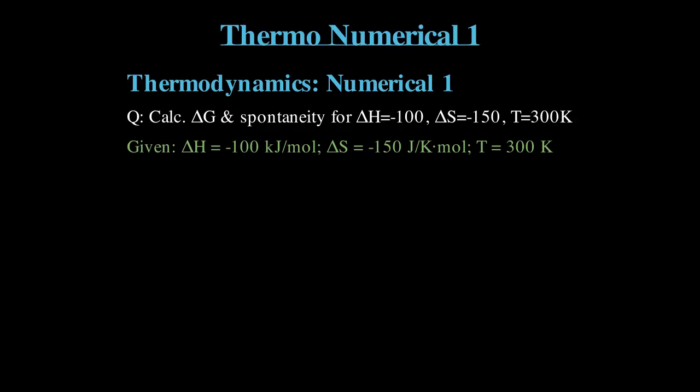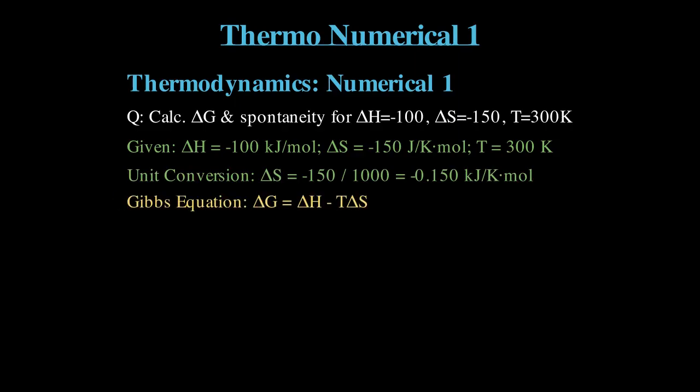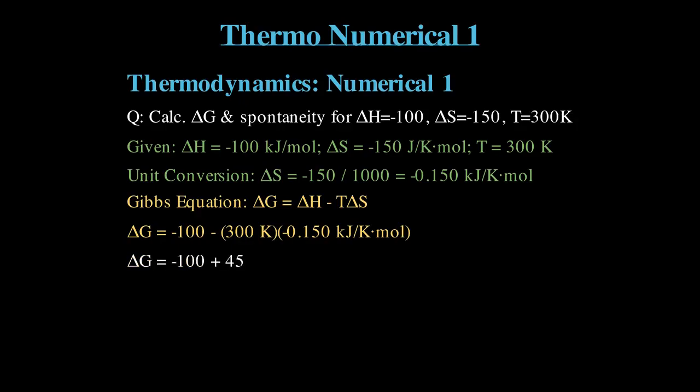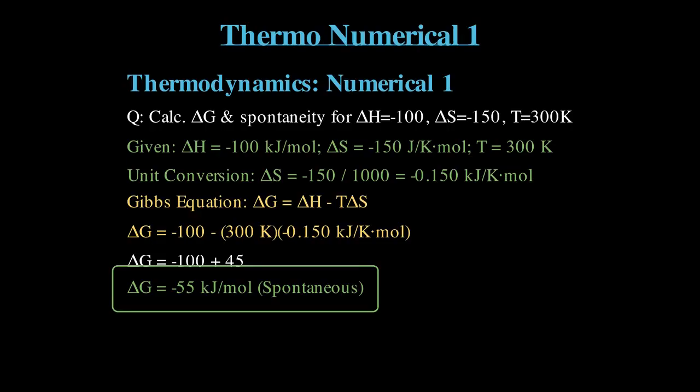The first crucial step is to ensure our units are consistent. We'll convert delta S to kilojoules by dividing by 1000. This gives us delta S equals minus 0.150 kilojoules per Kelvin per mole. Now, we apply the Gibbs equation, delta G equals delta H minus T times delta S. Let's substitute our values, delta G equals minus 100 minus 300 times minus 0.150. The calculation simplifies to delta G equals minus 100 plus 45. This gives our final answer, delta G equals minus 55 kilojoules per mole.